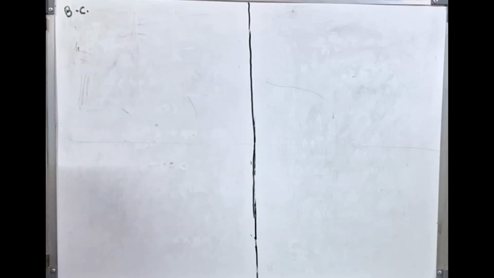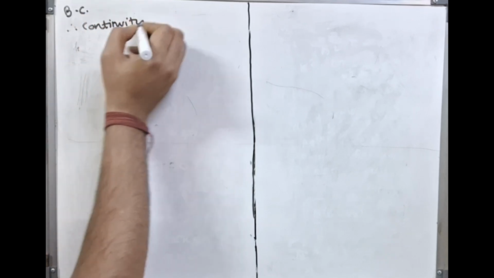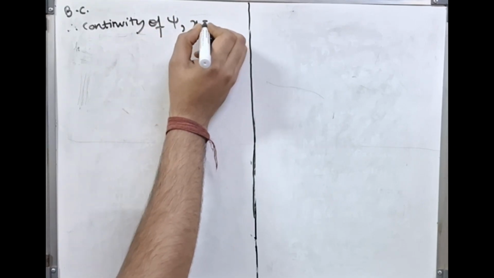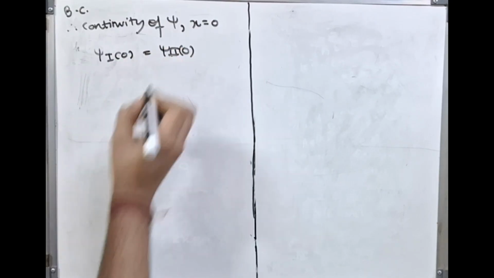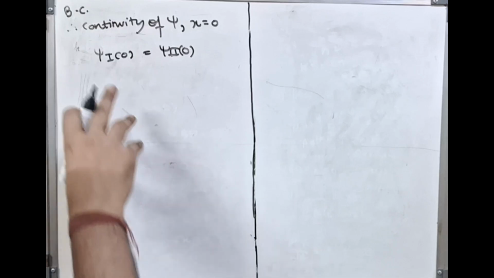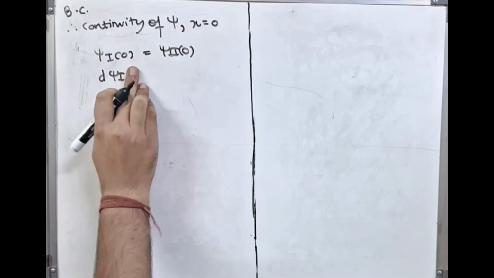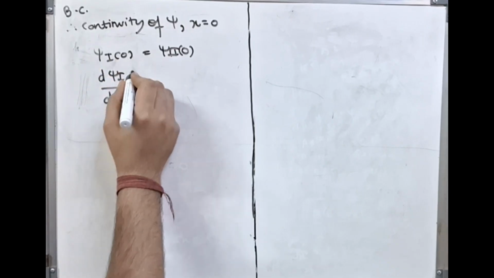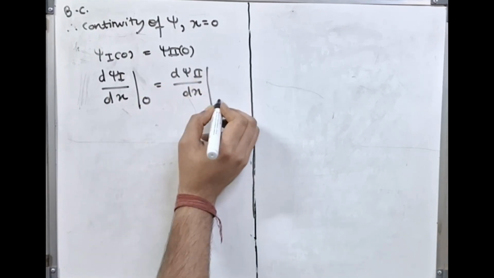Boundary condition. So the wave function and its first derivative must be continuous. So we construct for continuity of psi. Therefore, continuity of psi at x is equals to 0. Psi 1 of 0 is equals to psi 2 of 0, right? And also we need to take the derivative of this equation. So we are already mentioning it here that d psi 1 by dx at 0 and d psi 2 upon dx at 0.